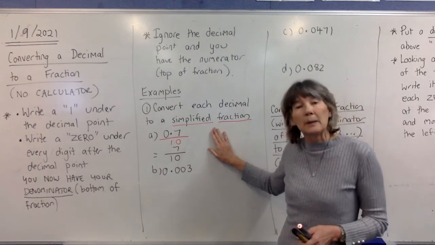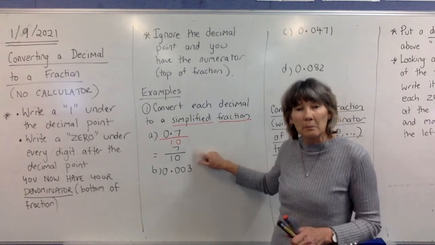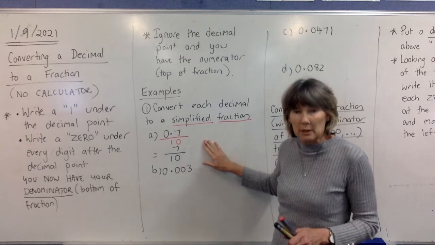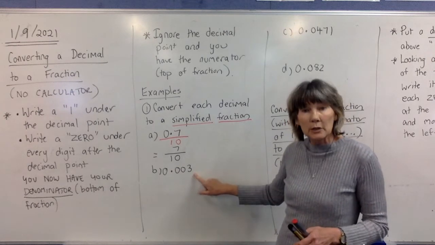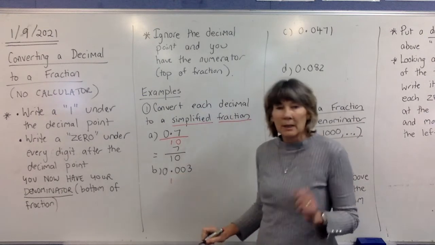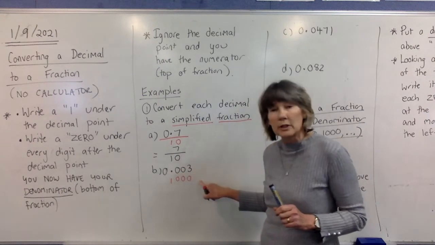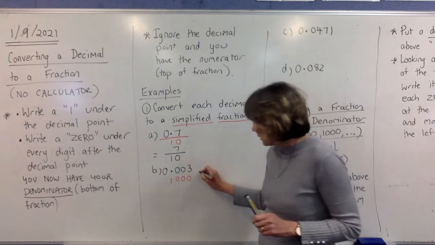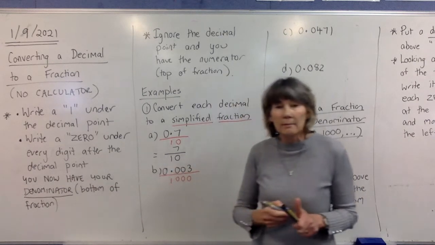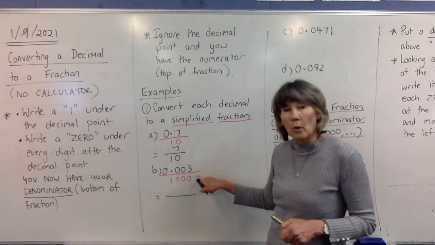It does say up here that we're getting a simplified fraction, but I know I can't simplify 7 over 10, so I'm just going to leave it. All right, let's do the next one. So we're going to put a 1 underneath the decimal point, a 0 under every digit after the decimal point. So this time we've got 3 zeros. Draw your fraction bar in. So now, on the bottom, we've got 1,000.